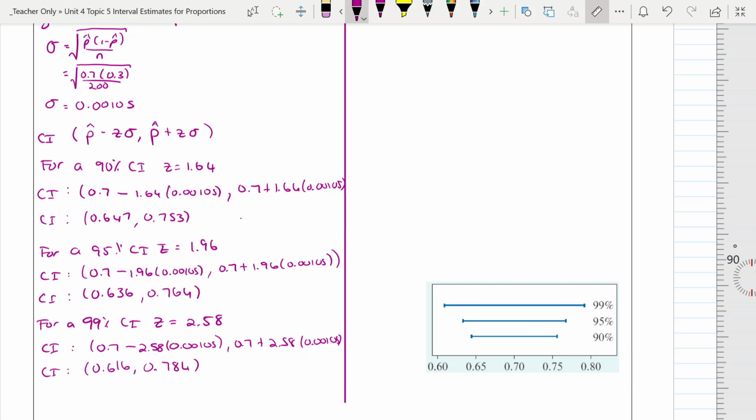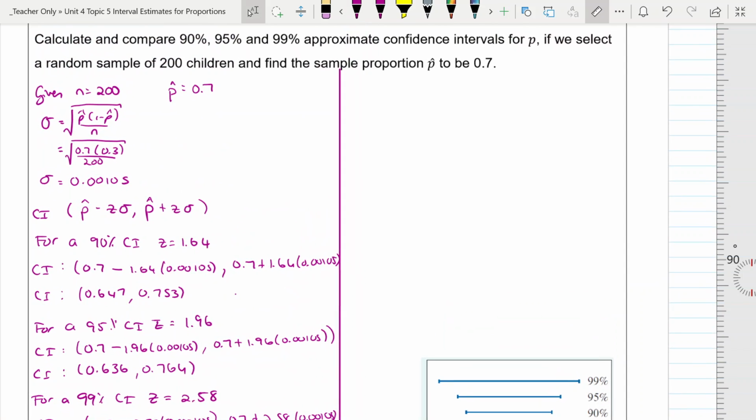Notice that as I have to increase my certainty or my percentage for my confidence intervals, my intervals actually have to encompass more values, or be wider. So you'll see this little diagram on the right hand side here. For a 90% confidence interval, I can have a much shorter range of values, whereas for a 99% confidence interval, I have to have a bigger range of values because they expect me to be surer of those values.